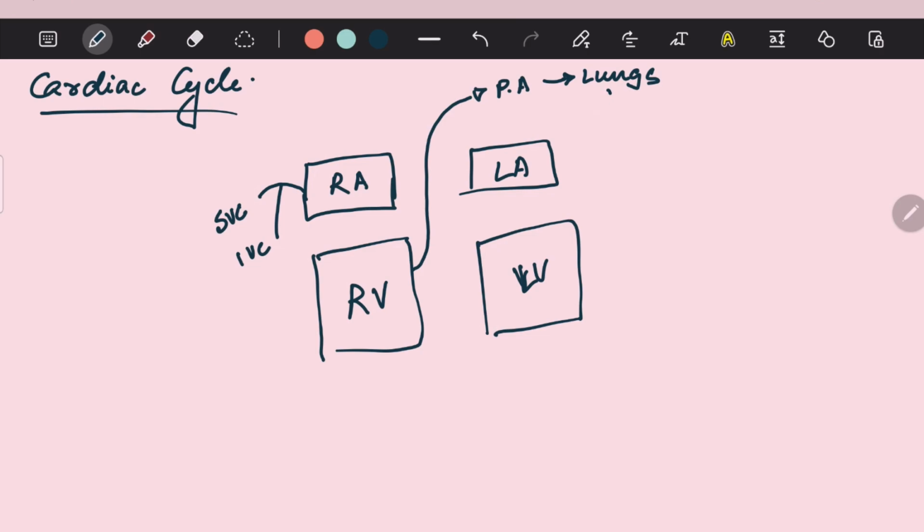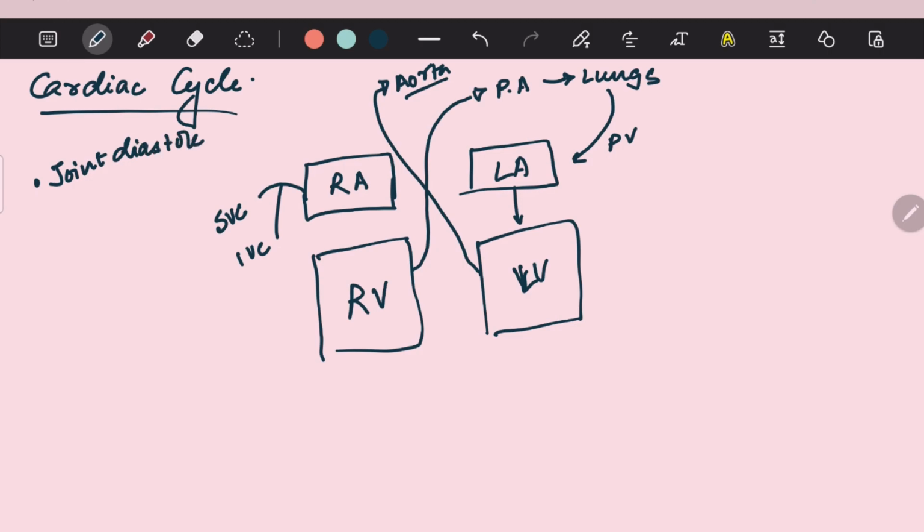From the lungs, through the pulmonary vein, the oxygenated blood comes to the left atrium, and from the left atrium the blood goes to the left ventricle, and then from the left ventricle it goes to the aorta and then to the rest of the body. Now, talking about the cyclical process that goes on during the working of the heart, first imagine that all these four chambers are at a relaxed state, and this relaxed state is given the name of joint diastole.